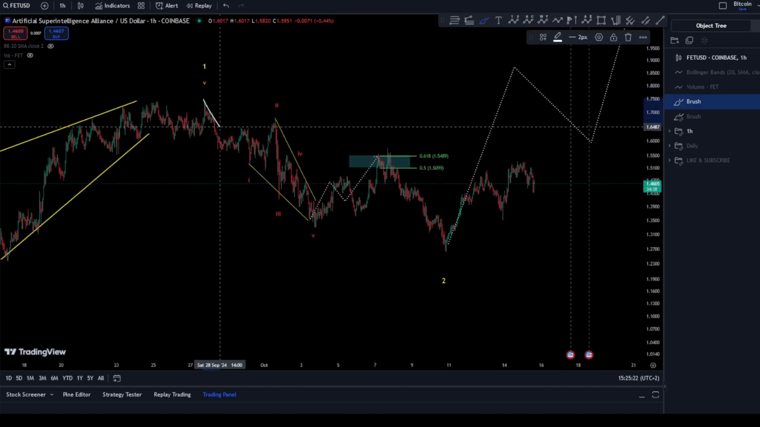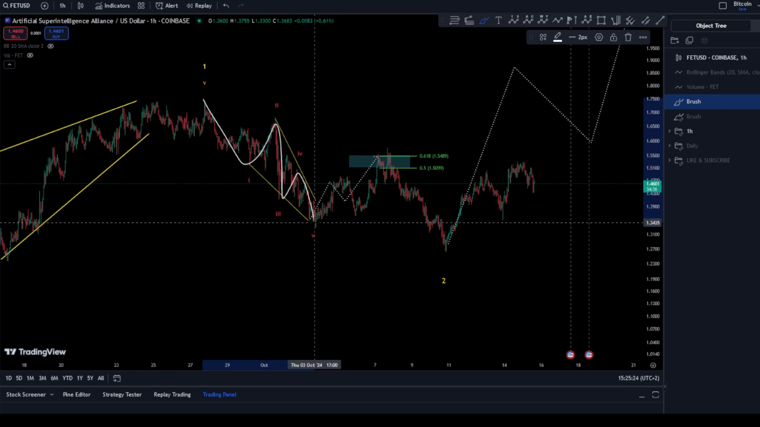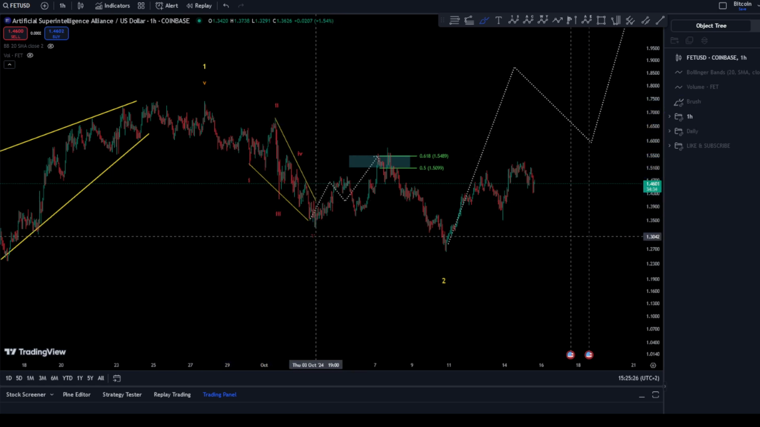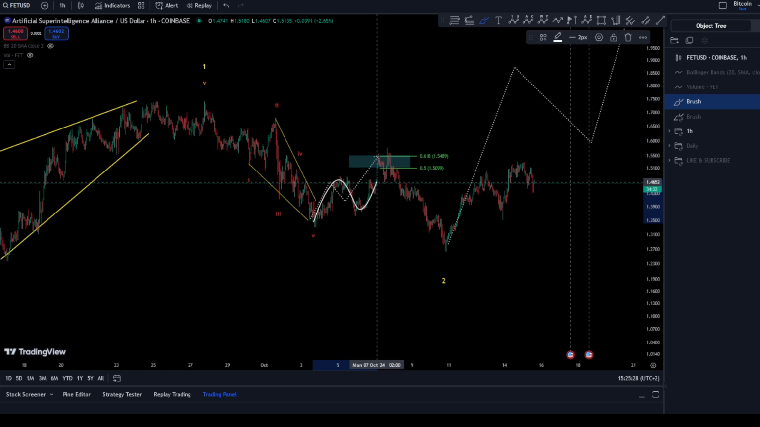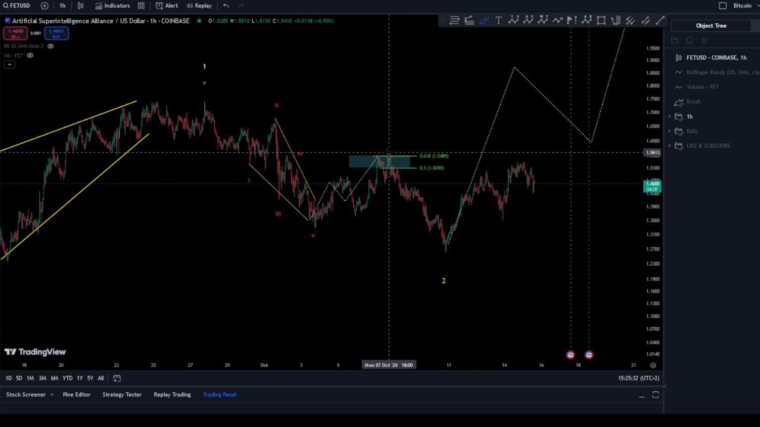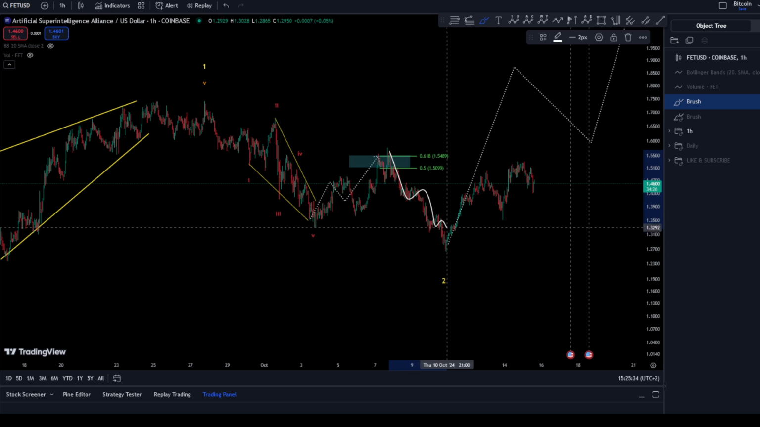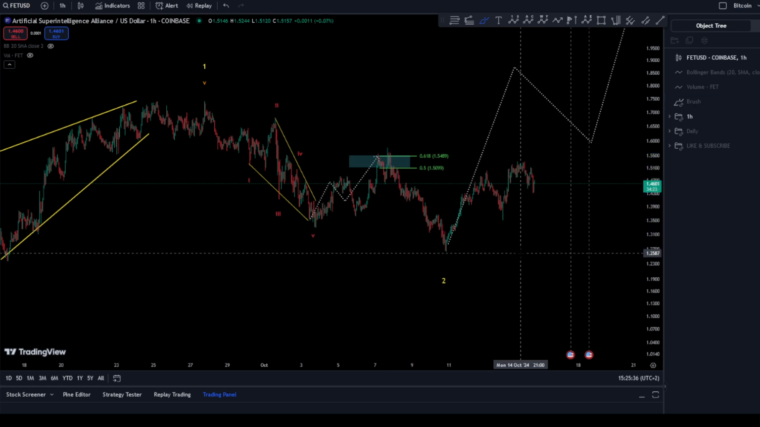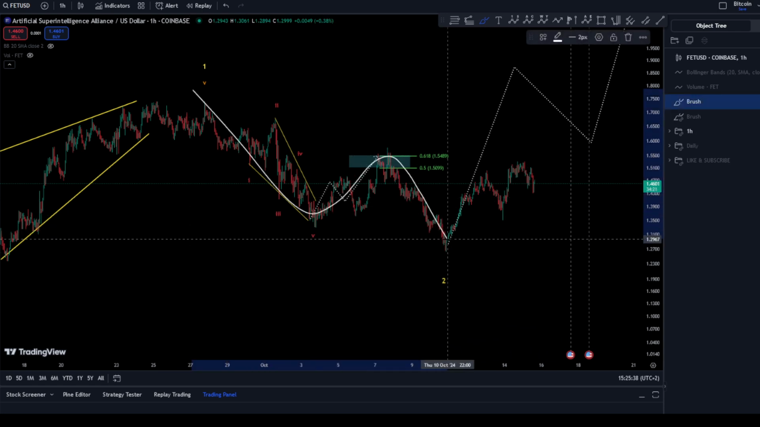After this, we have seen another diagonal, which is a leading diagonal here, and 5 waves towards the downside with 3 corrective waves, hitting exactly the fib levels for wave B, awesome, and then 5 waves down again as an ending diagonal, finishing, of course, a zigzag.